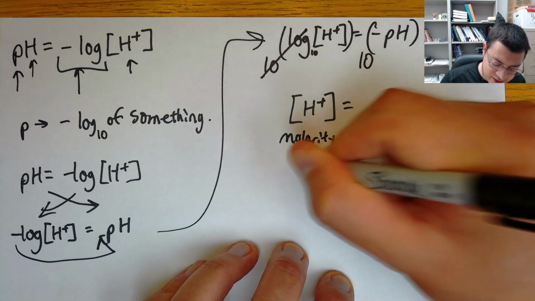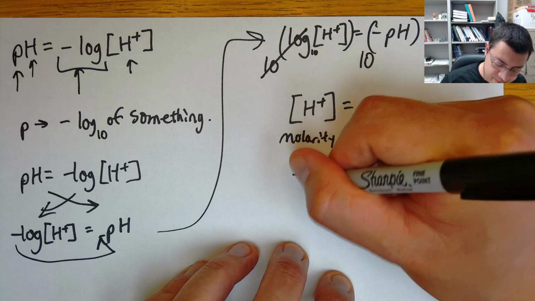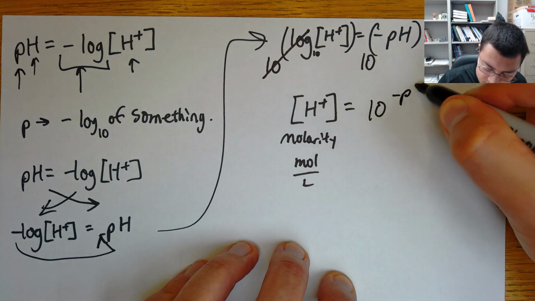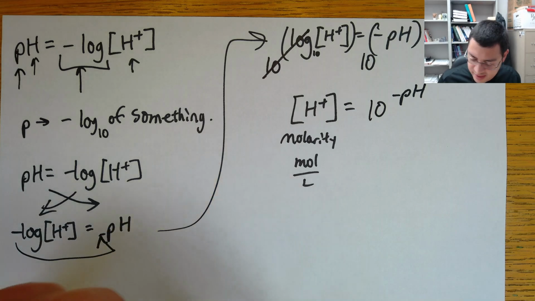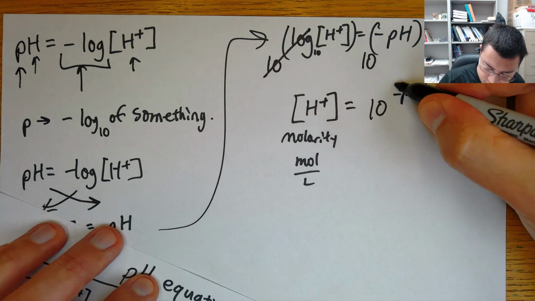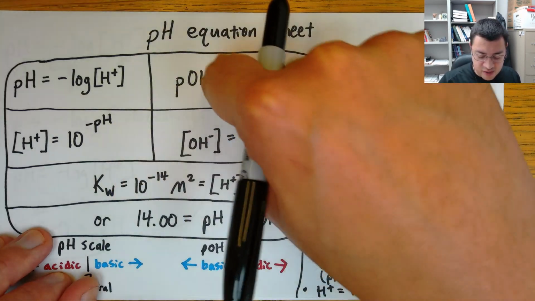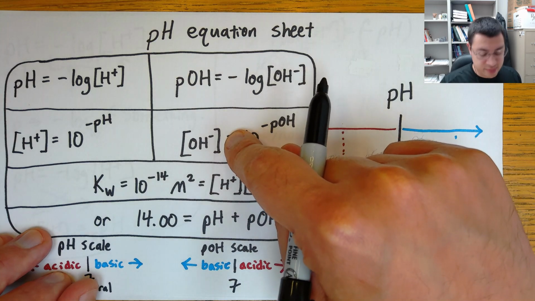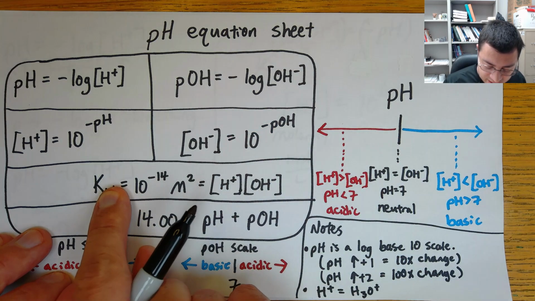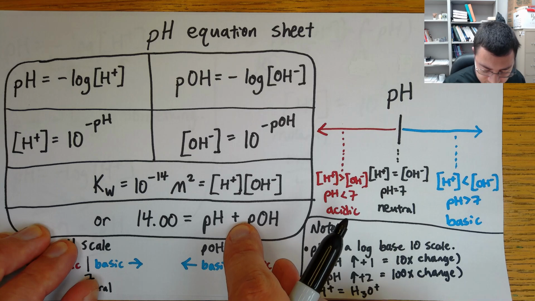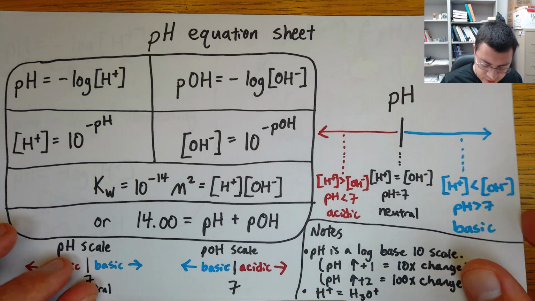Anything in brackets means molarities, moles per liter, is equal to 10 to the negative pH, parentheses if you like them, as promised. Sweet. And then same argument for pOH. All right, how about for Kw? This statement and that statement are the same thing, was my argument.